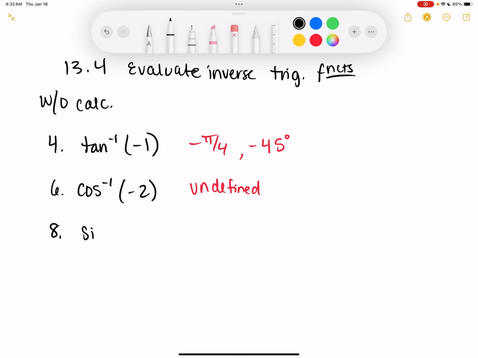All right, inverse sine of 1/2. So where is sine 1/2 where it's defined? Where the sine value is 1/2. What radian and degree value? Pi over 6. Sine is y. So pi over 6 and 30 degrees.